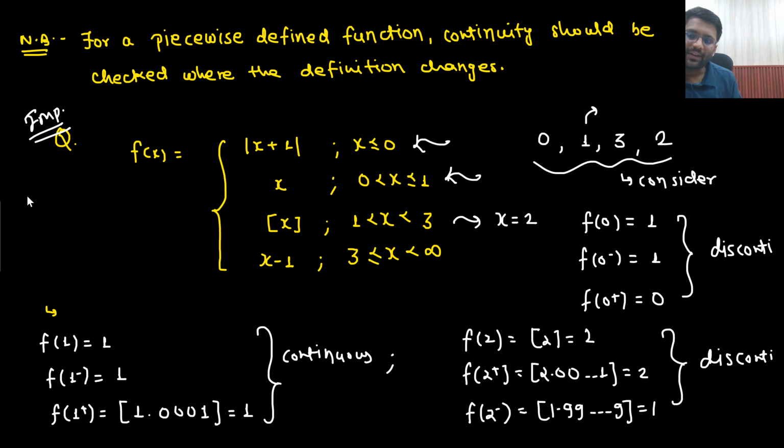What about 3? If I go and ask what is the value of f of 3? Where is the equal sign? Here is the equal sign. So 3 minus 1 will be equal to 2. What will be f of 3 plus? 3 plus means this will be followed. Again 3 minus 1 will be equal to 2.